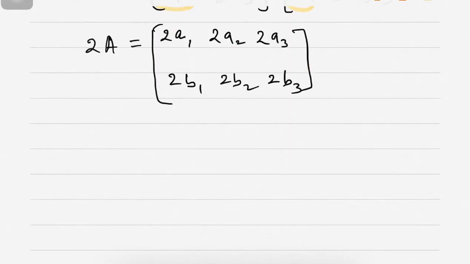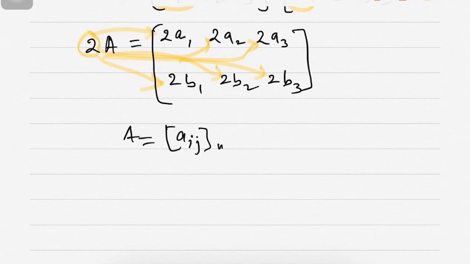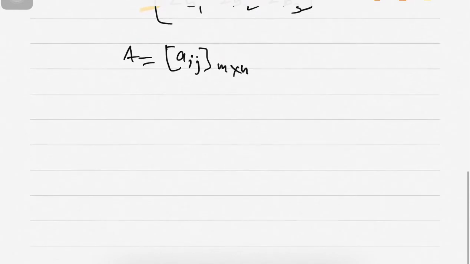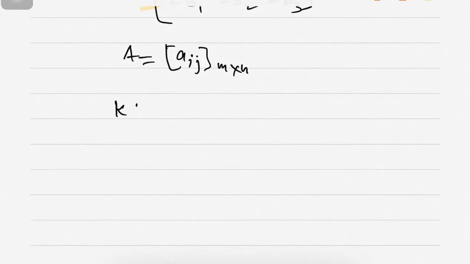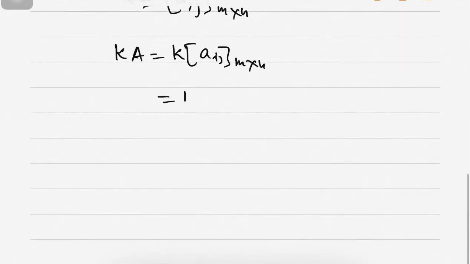It shows that when we multiply a scalar with a matrix, where the scalar is the constant number 2, this scalar distributes to each and every element of this matrix. See? This 2 gets distributed to every element of the matrix. In general, if A is a matrix of m by n order and K is a scalar, then KA will be written as K times Aij, m by n, equal to K into Aij, and this matrix is of the order m by n.